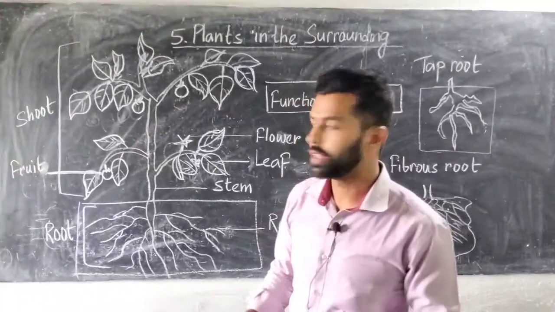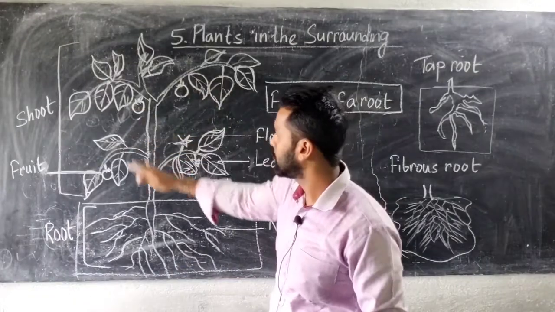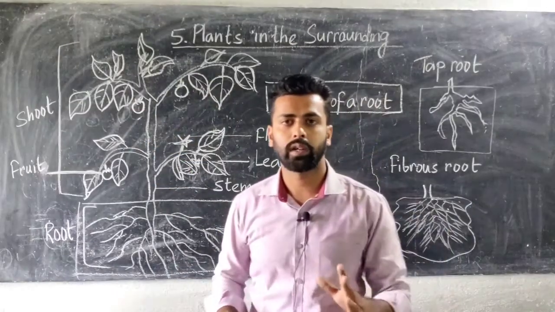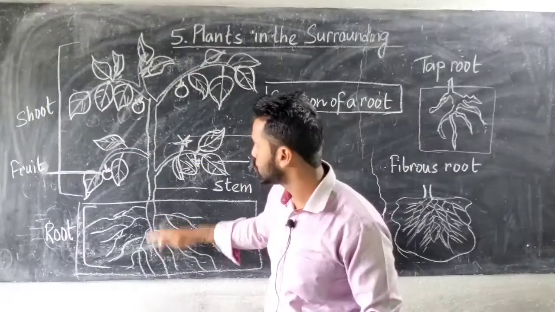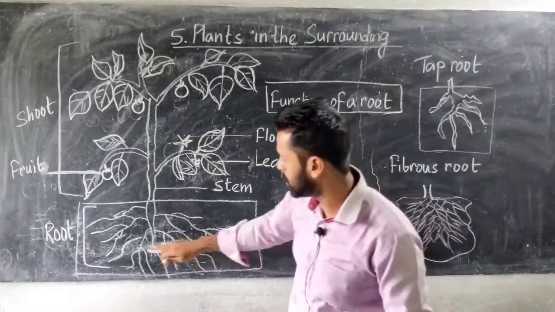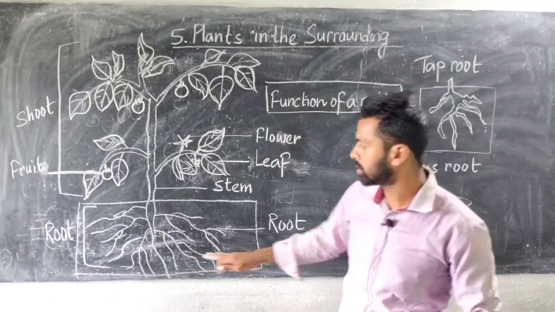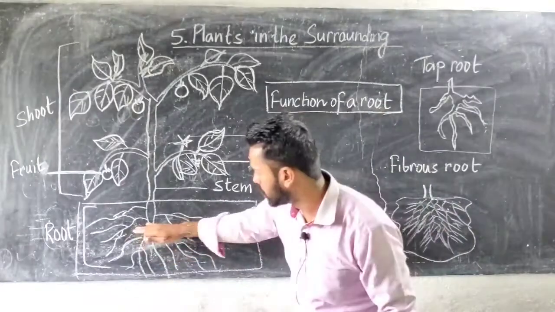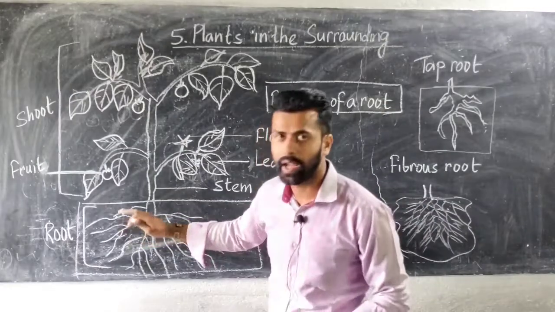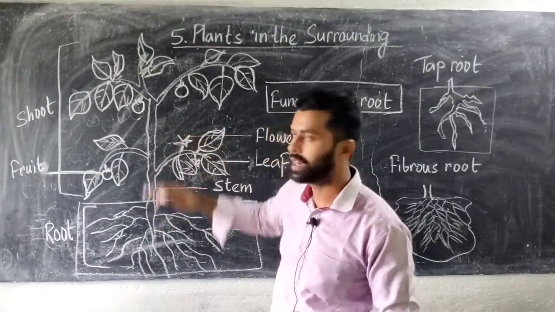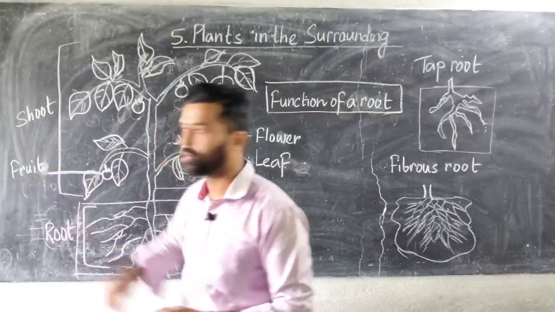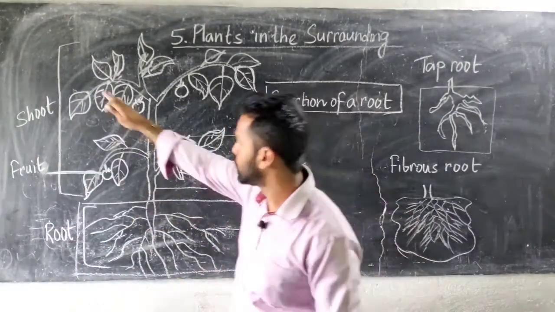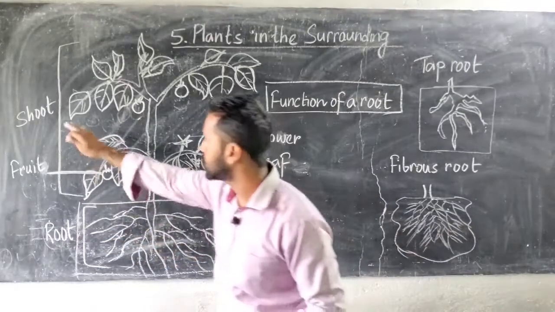So students, we will discuss the body parts of a plant. The body of a plant is divided into two main parts, as you can see here in the picture. The first part, which is under the ground, is the root. Whatever is above the root is the shoot part of the plant. So two parts are there, that is root and shoot.